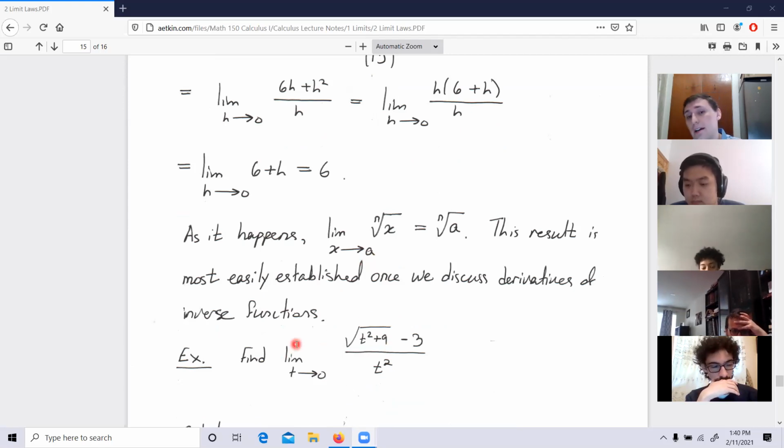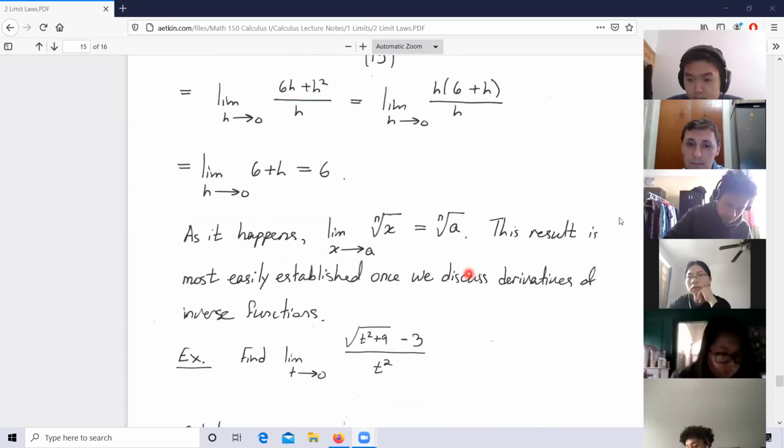Guys, let's see how good you are at this limit. The limit as t goes to 0 of the square root of t squared plus 9, minus 3, divided by t squared. Try to calculate this limit. See if you can do that.